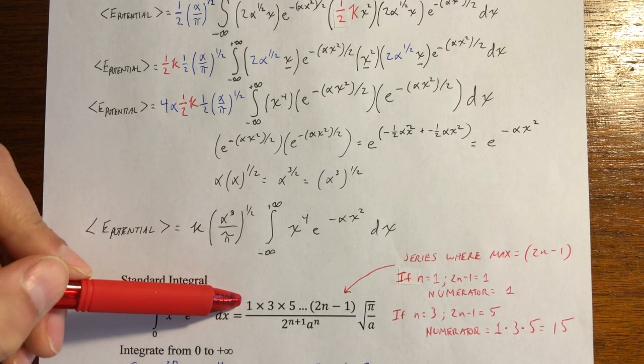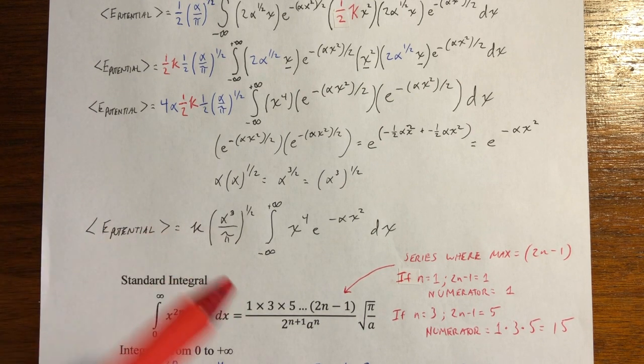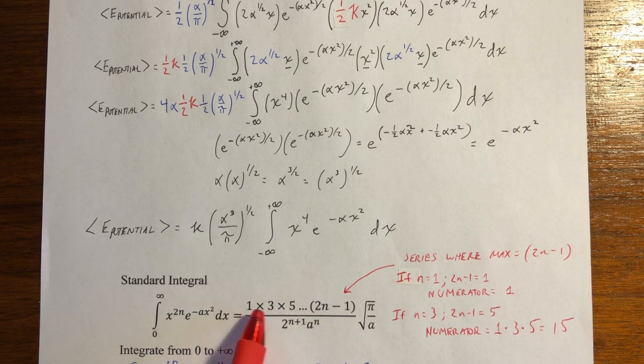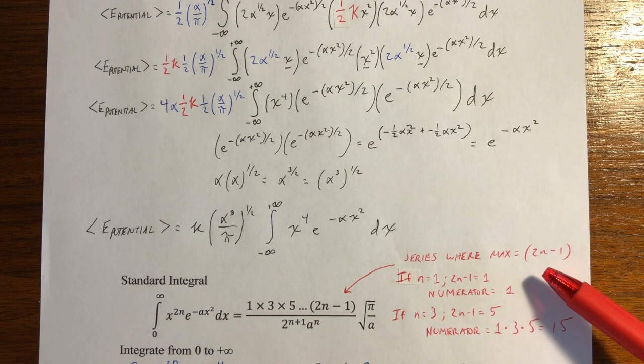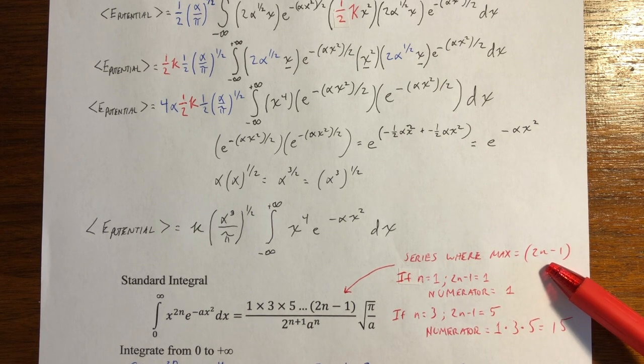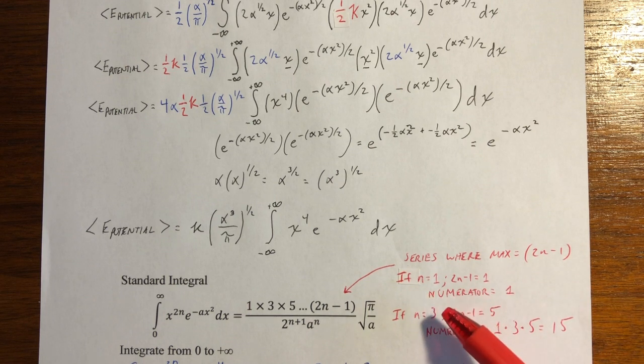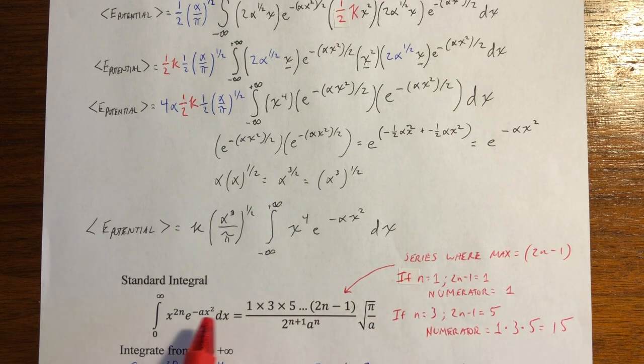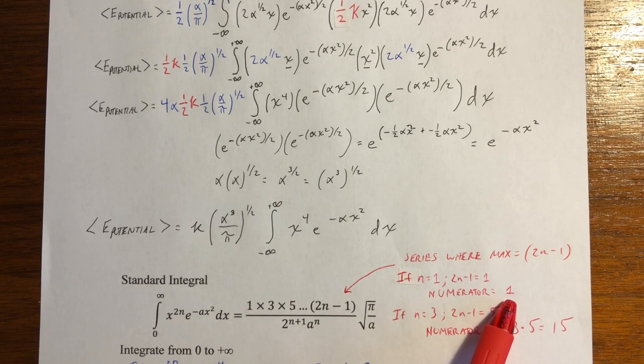Before we actually solve anything, I want to draw your attention to the numerator. So what's going on here is a series, 1 times 3 times 5 ... times the quantity 2n minus 1. What this means is we have a series where the maximum value that you're going to multiply by is equal to 2n minus 1. So for example, if n was equal to 1, then 2n minus 1 would be 2 minus 1, which is 1. And so our numerator would just be 1, that's it, because that is the maximum value that we have in the series.